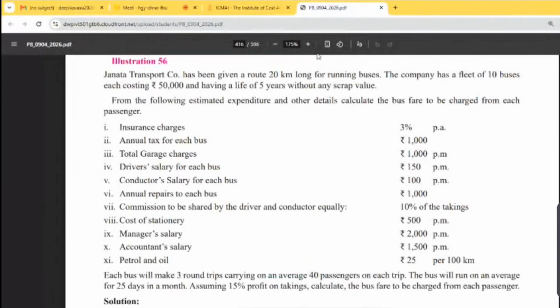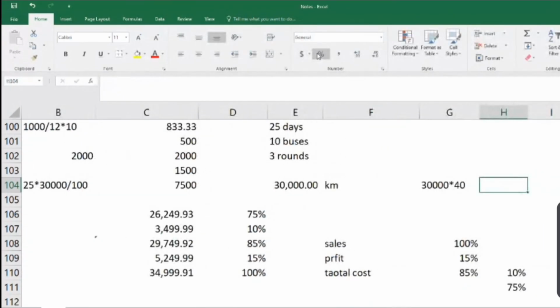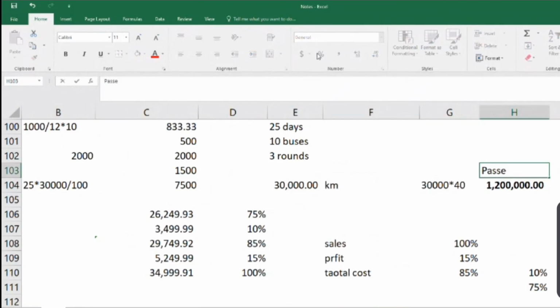What they are asking in the question: cost bus fare to be charged from each passenger. How many number of passengers are traveling? They told 40 passengers per trip. So this 30,000 kilometers, 30,000 into 40 passengers is equals to how many number of passengers are traveling? 12 lakh passengers are traveling. So this is your passenger kilometer.